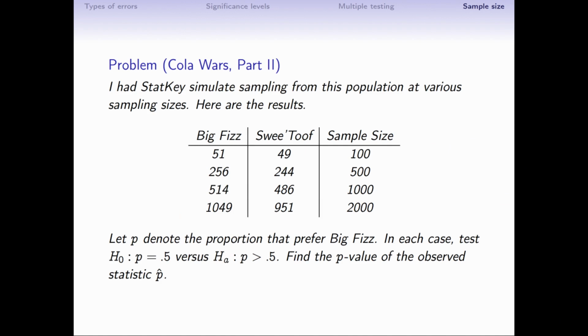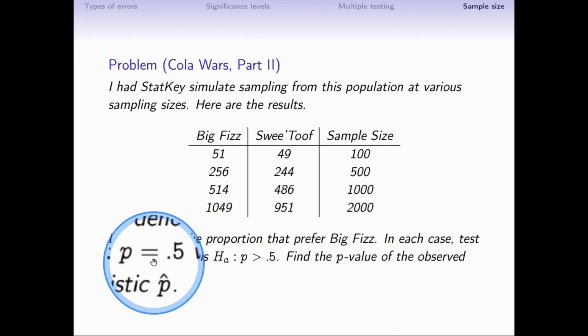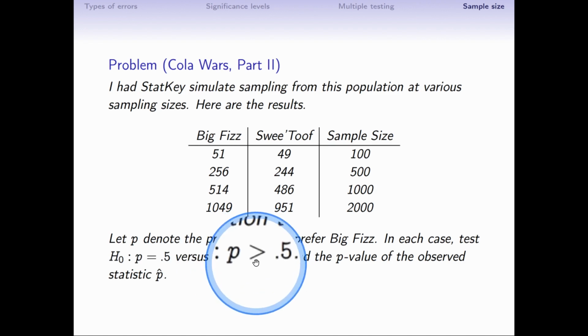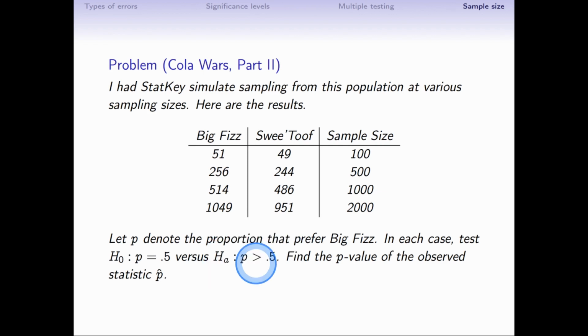population. So as the investigator, we're going to let P denote the proportion that prefer Big Fizz. And what we're going to do in each case is test the null hypothesis, which is that P is equal to 0.5. That would be the hypothesis of no preference, against the alternative hypothesis of P greater than 0.5, and that would correspond to a preference for Big Fizz. What we're going to do is conduct 4 different tests, one for each of these sample sizes, and we're going to find the p-value of the observed statistic p hat.